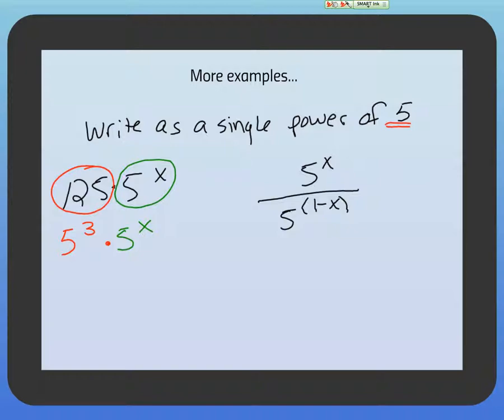Now, this is still not a single power of 5 because I've got 2 powers of 5 here. But when I'm multiplying, what do I do to my exponents? Add them up. So I write this as 5 to the 3 plus x power. There's nothing else I can really do with it. But that's where that law comes in. Right here, what I circled in black, that's the law that we have to make sure, if we don't have it memorized, we work towards getting that law memorized. And that's as far as I can go on that one.